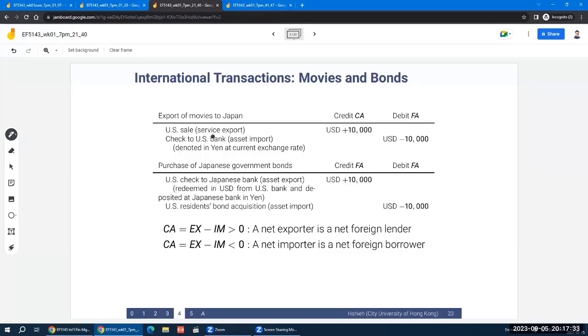And as I already said, every commodity flow transaction has a corresponding financial transaction. In this case, we are importing a financial asset because of our export. We're accepting Japanese yen so that we can export movies. So we're importing Japanese yen, and because it's an import, it's going to be a debit in our financial account. That's why it shows up as negative 10,000.